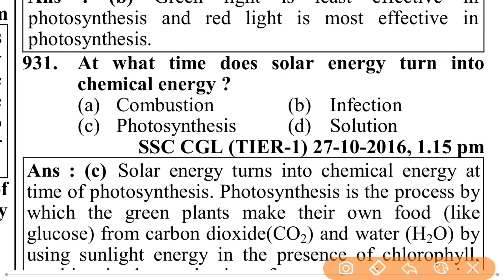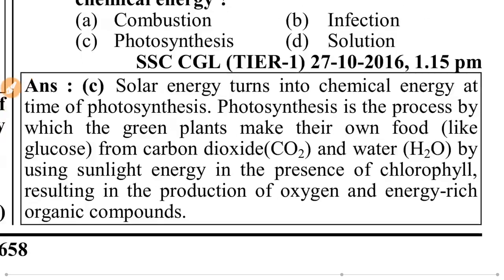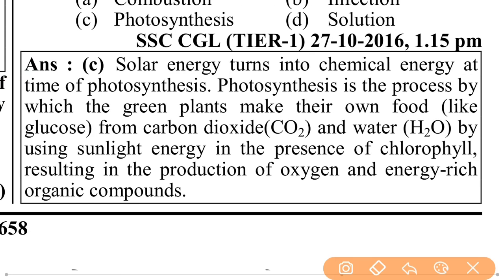At what time does solar energy turn into chemical energy? That is photosynthesis. Solar energy turns into chemical energy at the time of photosynthesis. Photosynthesis is the process by which the green plant makes its own food like glucose from carbon dioxide and water by using sunlight energy in the presence of chlorophyll, resulting in the production of oxygen and energy-rich organic compounds.